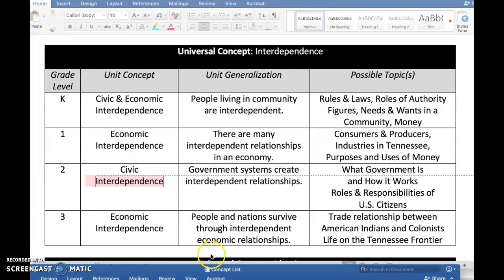You'll see in each unit generalization, the concept of interdependence, or interdependent as an adjective, is there. And hopefully you can see that I attempted to create generalizations that escalate in their sophistication and complexity. And then there are topics that relate to those generalizations.